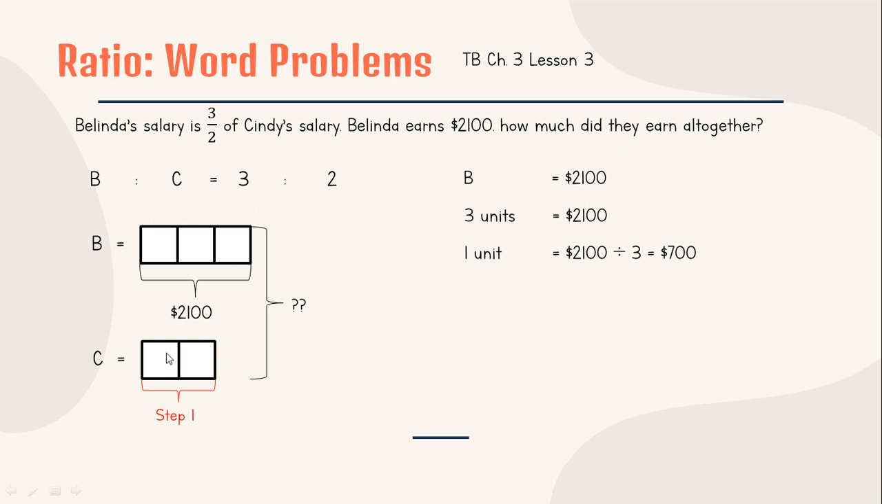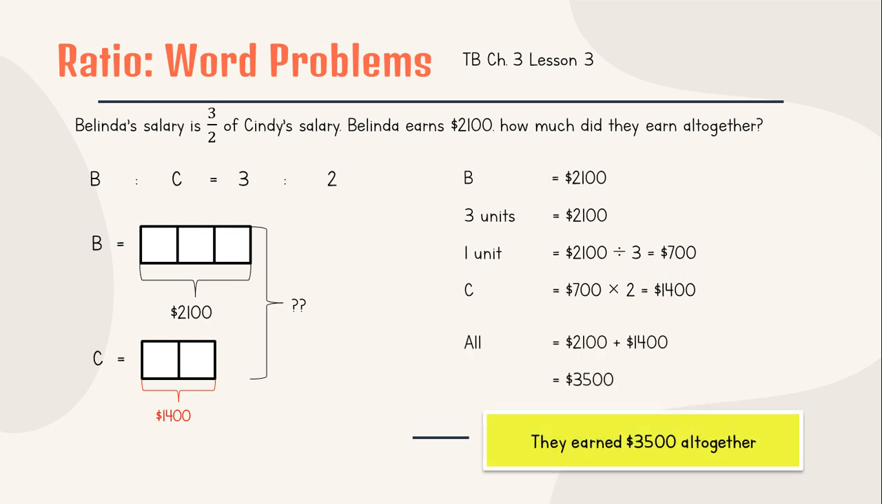So this is 700. This is 700. Can we know how much Cindy earns? Yes, 1,400. So we know that that is 1,400. How much altogether? Add it all together then. So they earned $3,500 all together. It's kind of easy.